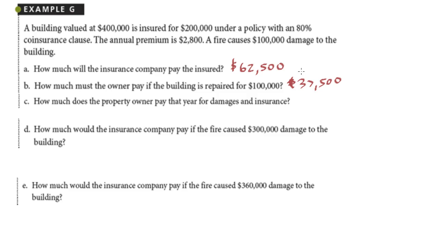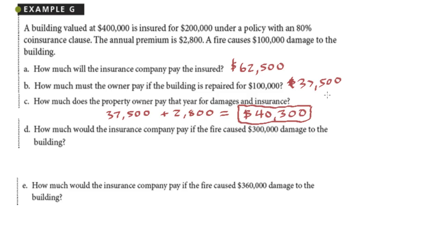So for part C, we want to determine how much the property owner paid that year for damages and insurance. So damages is actually part B. It's 37,500. That's how much he paid for the damages, his portion. But then he also paid for the insurance. So the insurance is the annual premium, which is 2,800. And that gives us our total of how much the property owner paid, which is $40,300. So that's how much he paid total. He paid for the part of the damages and also the insurance premium.